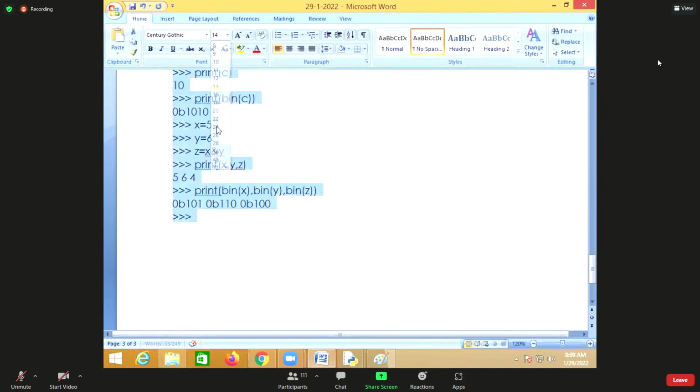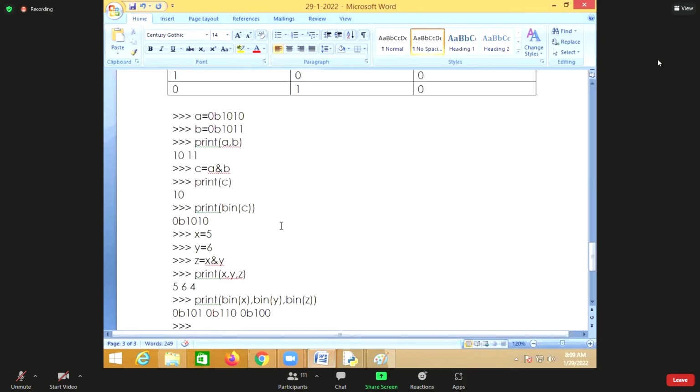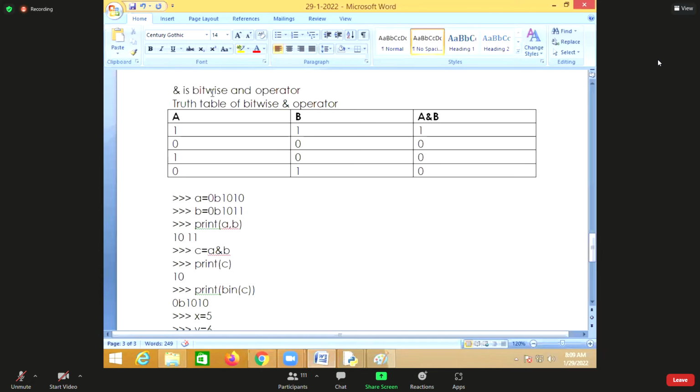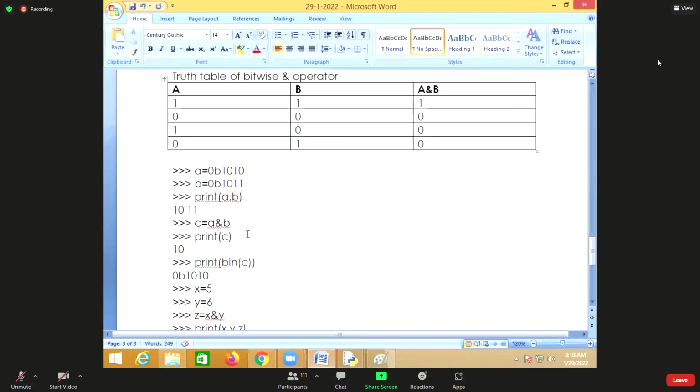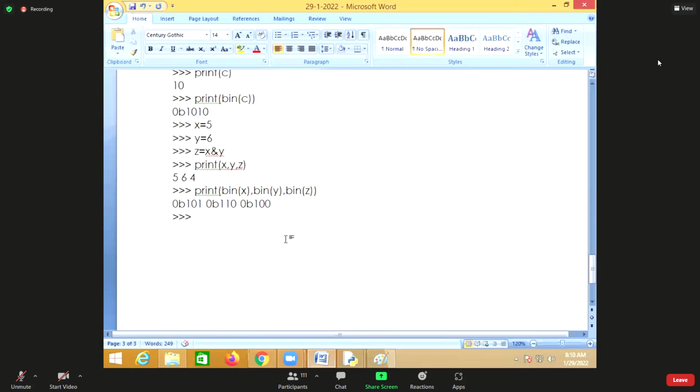This is useful when you're working with embedded applications, where you deal with zeros and ones. So this is a bitwise AND operator. And there's one more bitwise operator, which one? OR operator. So bitwise OR operator. Okay, bitwise OR operator. But what will happen in bitwise OR operator?